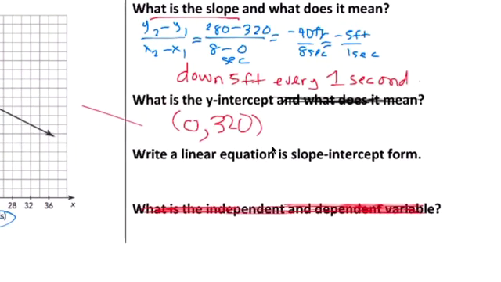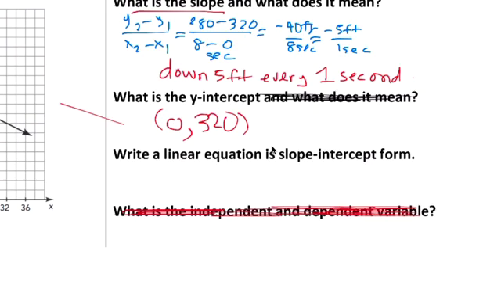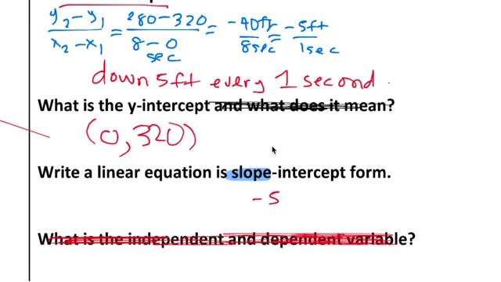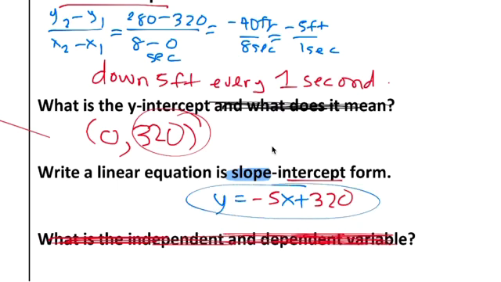Write the equation in slope-intercept form. So slope is -5. The intercept, take this only, 320. The slope gets the x, plus a positive 320, and it's y equals. Okay, like that.